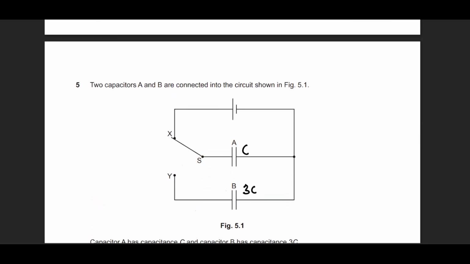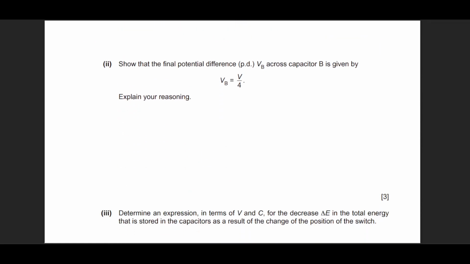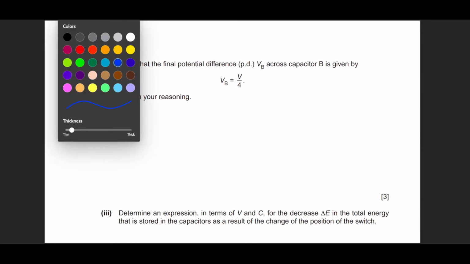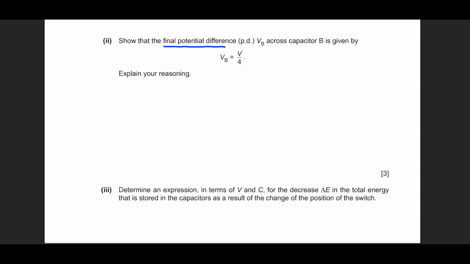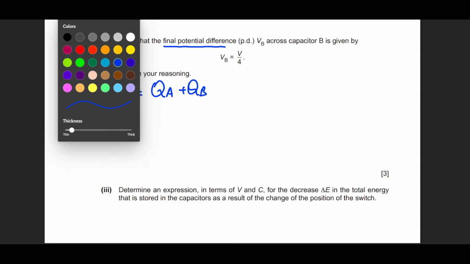So let's clear this out. He says we have to show that this is the final voltage on the capacitor B, or the voltage after they have done transferring energy. The final potential difference means that the energy transfer has stopped. So first we start with the idea that the total charge absorbed by capacitor A, QA, is what is actually being distributed between QA and QB. This is what is actually left with them, right?